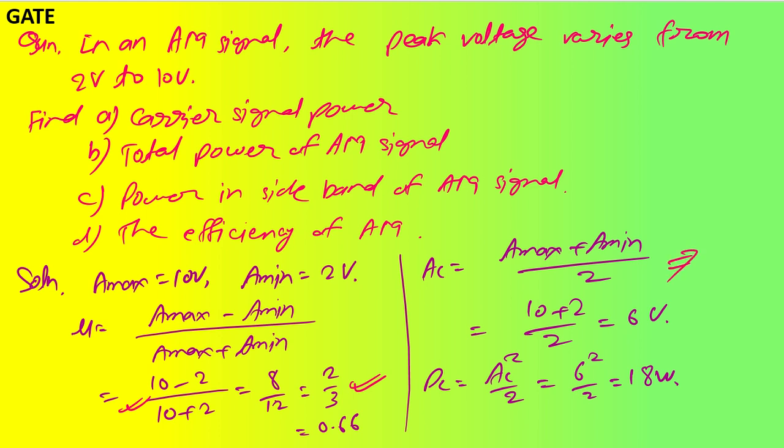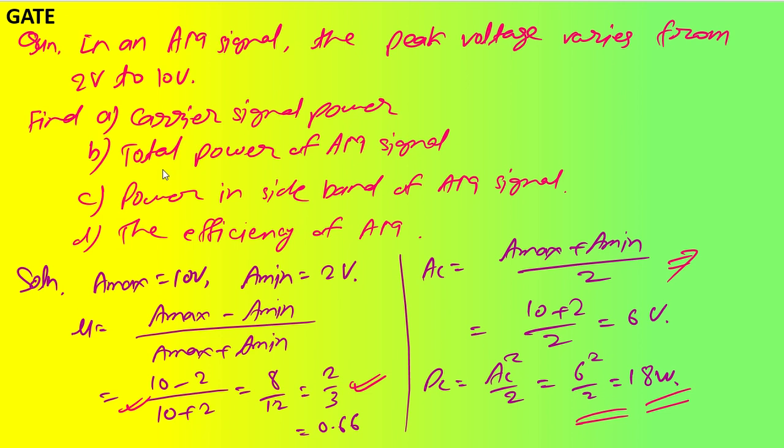Similarly, I can find out my carrier signal amplitude. The carrier amplitude will be (A max plus A min) by 2, that is 6 volt. Now the question being asked is carrier signal power. Carrier amplitude we know. What is the carrier signal power? Ac square by 2, which is going to come up as 6 square by 2, that is 36 by 2, that is 18 watt. So this is as simple as that.